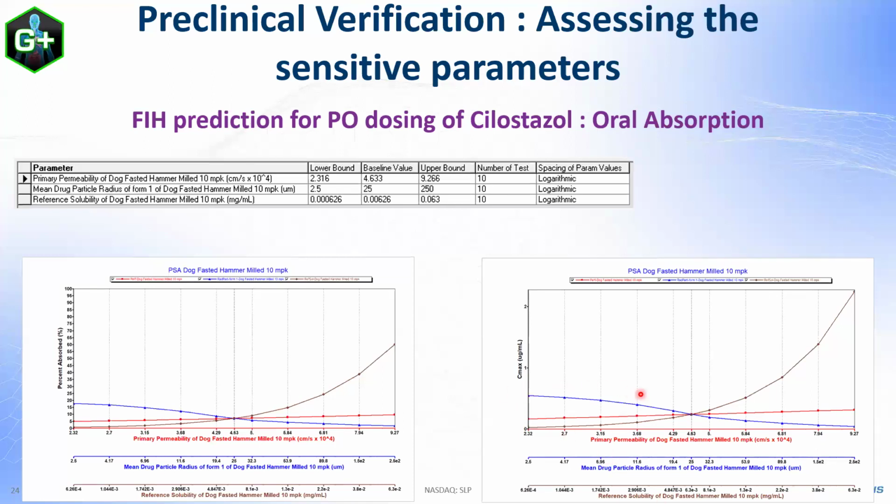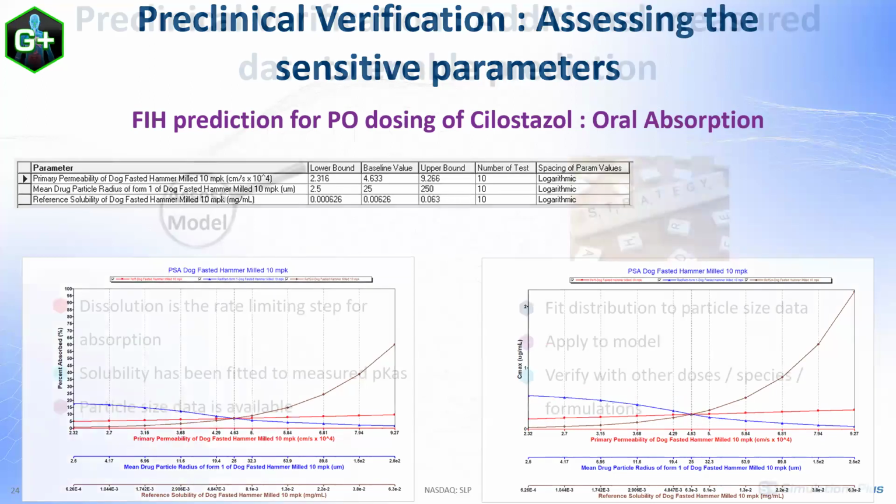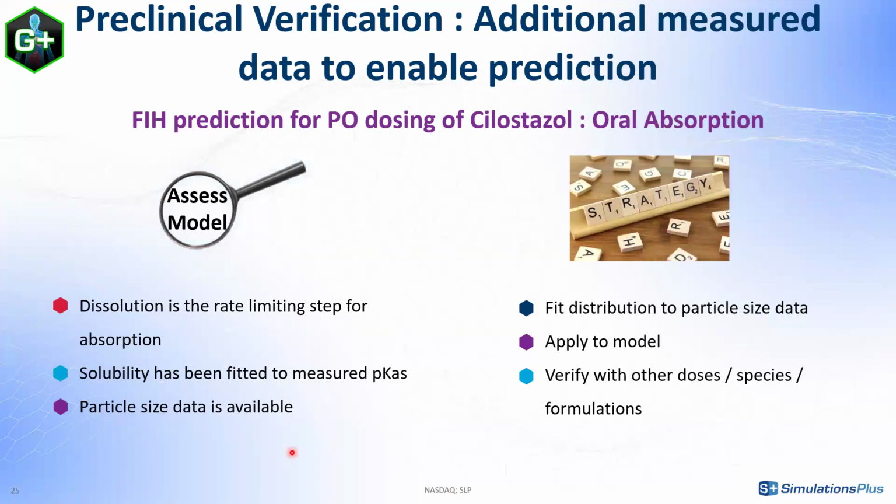The particle size is also somewhat sensitive, and if we consider the baseline value of 25 micron, which is the default particle size in GastroPlus, we can see that reducing it tenfold can increase the fraction absorbed from approximately 5% up to approximately 20%, and it also has an impact on Cmax. So feeding these findings into the prediction, the solubility and permeability are measured and already included in the model. And so measured particle size data is probably where we want to look first.